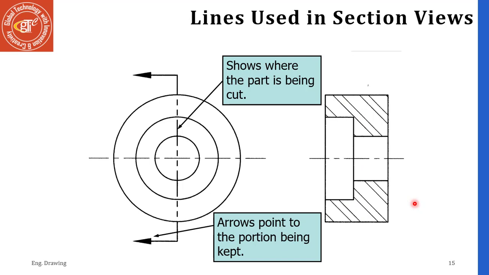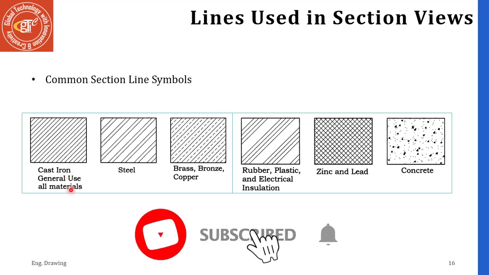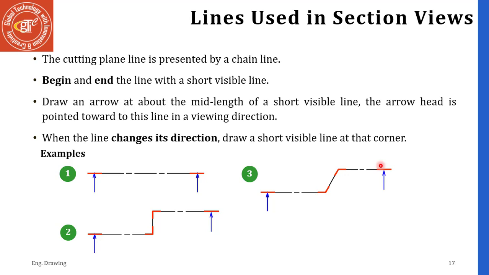So these are the section lines. Here you see the different section line symbols that are used for different types of materials. Like these lines are used for cast iron or general use for all materials. These lines are used for steel and so on. Lines used in section views.